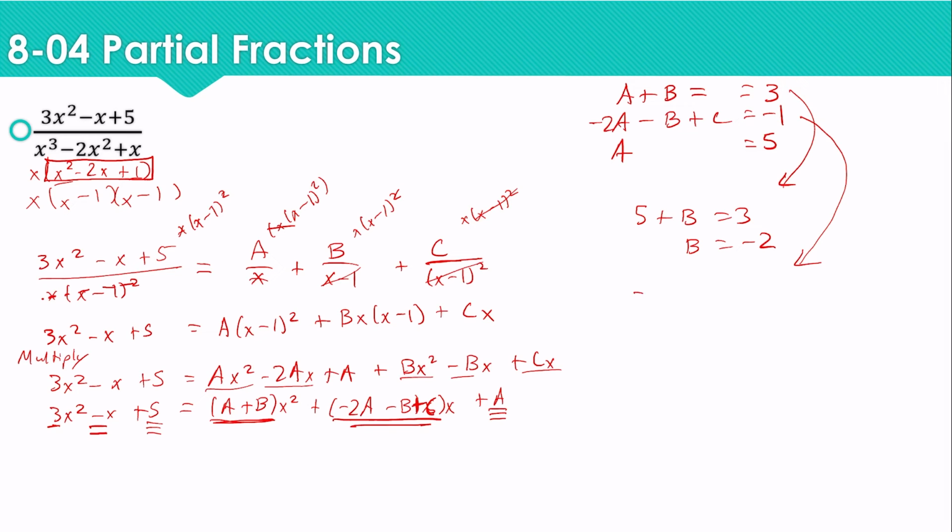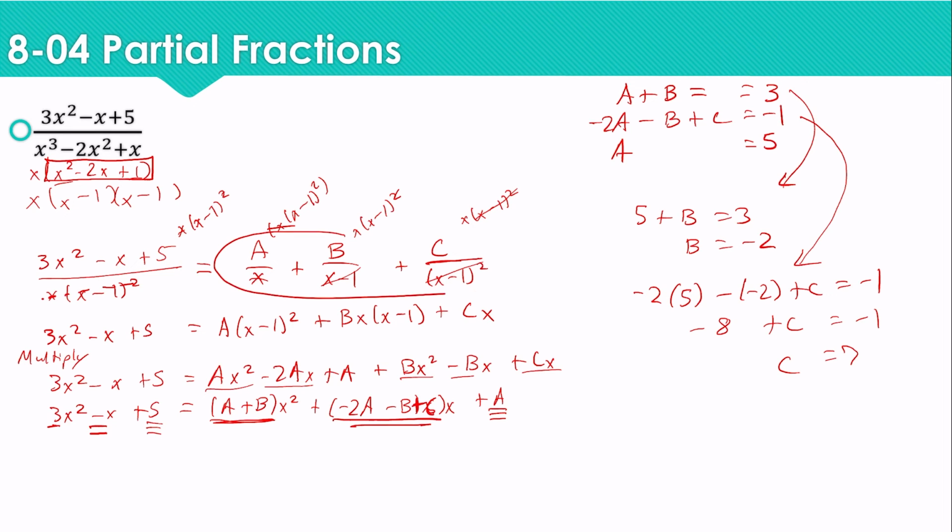We can plug both of those into the middle equation to get c. So c appears to be 7. So our answer is, if we go back to what we had here, it's a, which is 5 over x, plus b, which is -2 over x minus 1, plus c over x minus 1 squared.